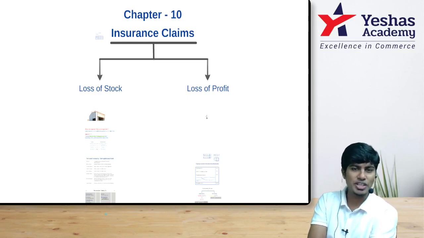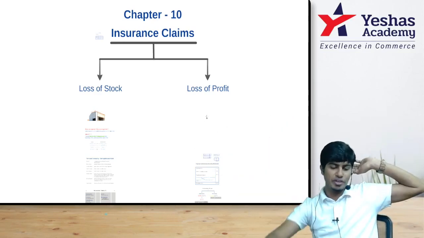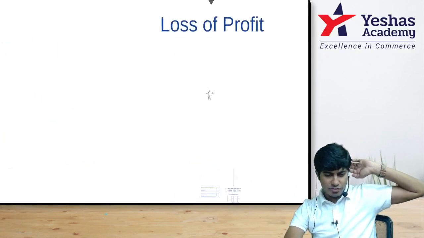Did you write chapter and insurance claim? Now write two parts. Insurance claim, two parts: loss of stock, loss of profit.